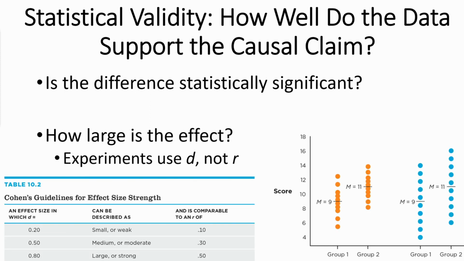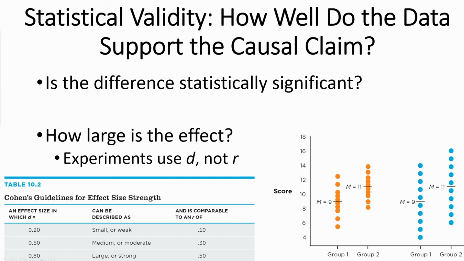So next we can talk about statistical validity. So how well do the data support the causal claim? Does our data actually fit what we were investigating? And again, this is going to have a lot of similarity to what we spent lots of time talking about for correlational research. So the two big things you care about are, one, was there a statistically significant difference? Was there a difference between the groups? And two, how large is the effect?